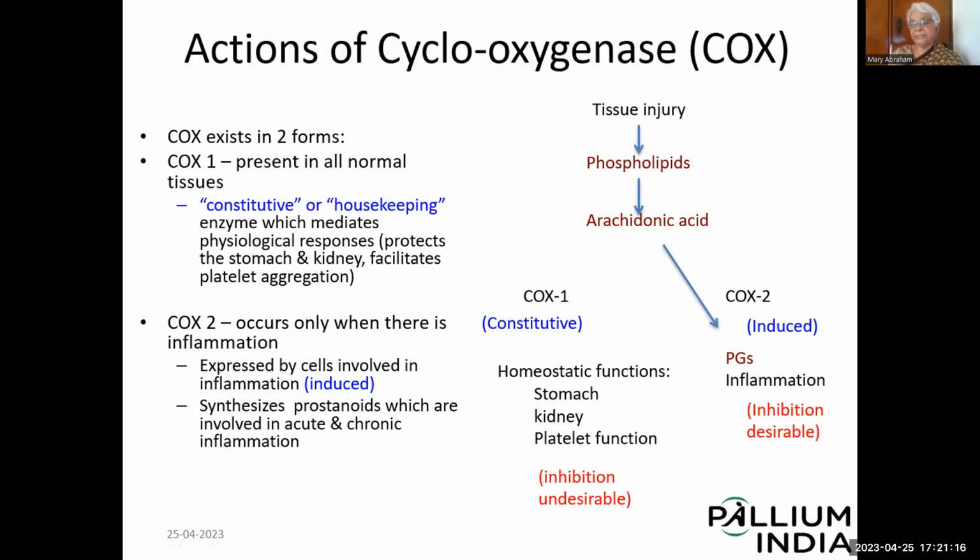So now if you look at it, the COX inhibition produced by NSAIDs can inhibit both the COX-2 and the COX-1. COX-1 inhibition is undesirable, but COX-2 is the one that produces the analgesia. Please remember. COX-1 is there normally in the body. COX-2 is induced only when there is a tissue injury. It's not normally present.